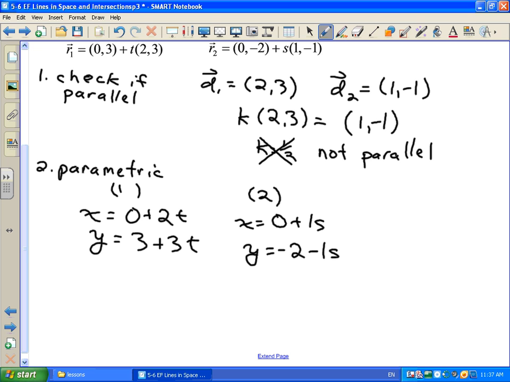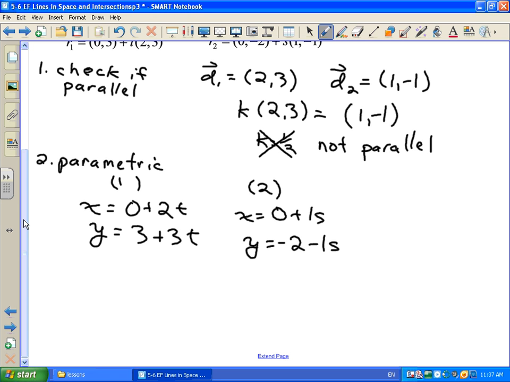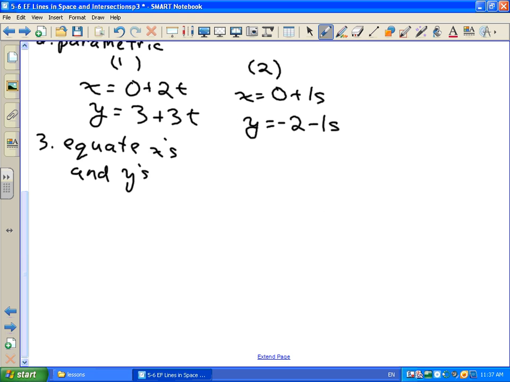So if those x and y's have to be the same, we can equate the x equation from 1 and the x equation from 2. So we'll just say this is step 3, equate x's and y's. So we get two equations here. If we equate our x's, we get 2t equals s, and we get 3 plus 3t equals negative 2 minus s. That's from our y's.